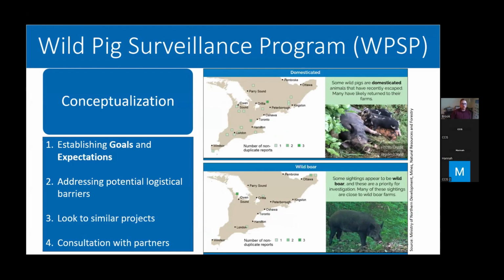Early on, many of the same challenges that Hannah faced, we also faced, hence why we met to talk about some of those challenges. Early on, we wanted to establish goals and expectations, address any potential logistical barriers, look to similar surveillance projects in the States, and then consult with partners. Those are some of the key aspects of developing the surveillance program that we have now.